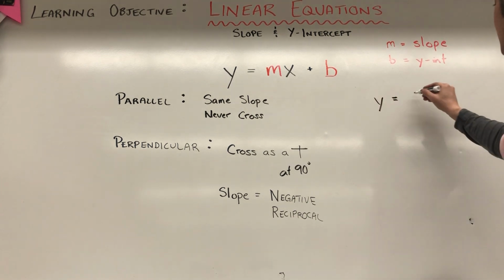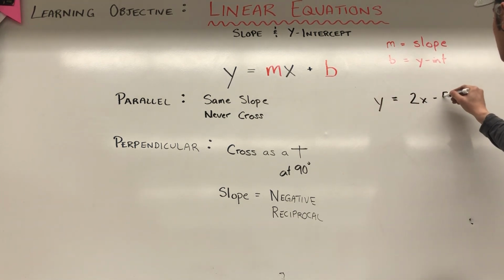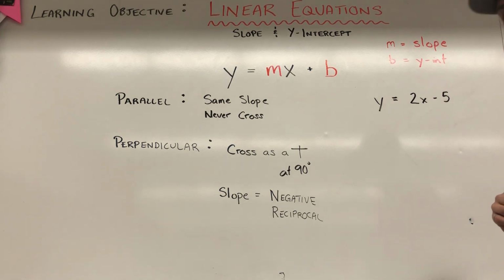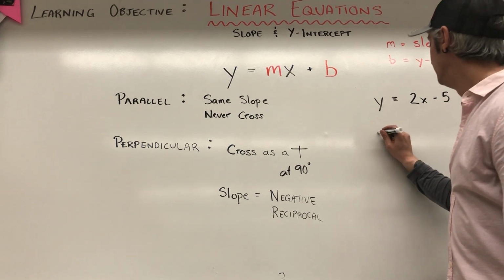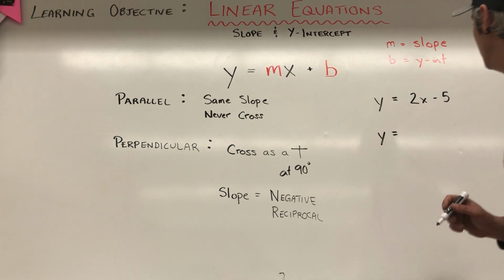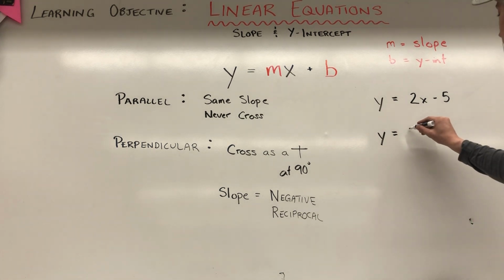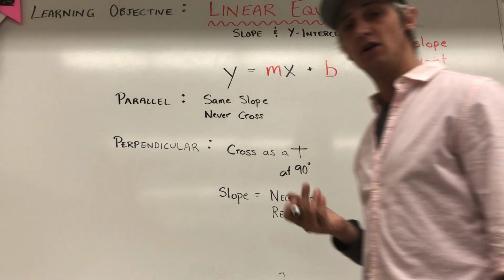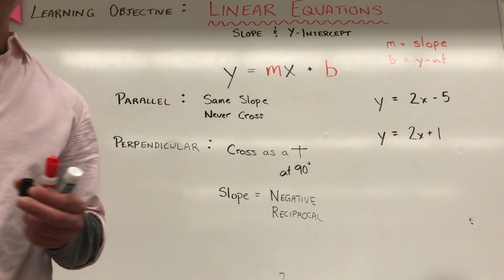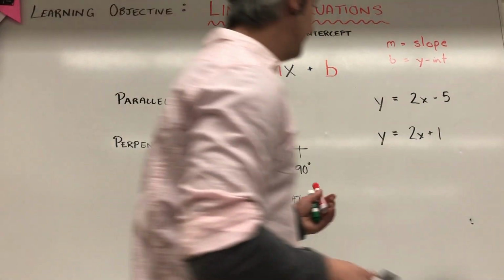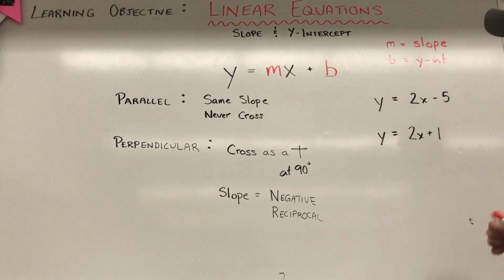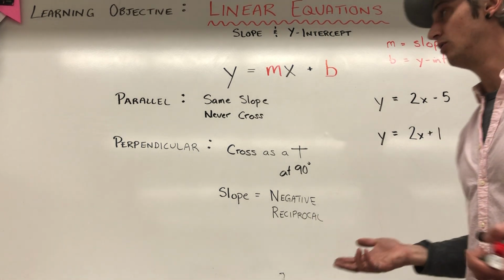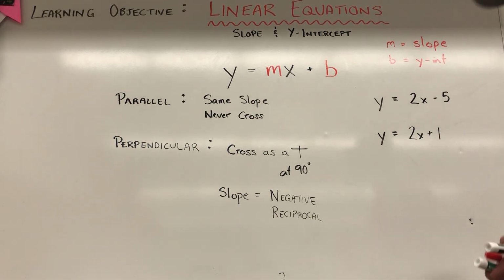My first equation of my line was 2x minus 5. And then let's say I had a second equation of 2x plus 1. And I ask you, are these lines parallel? Because they have different equations, okay? So are they parallel? Well, you have to ask yourself, do they have the same slope? Well, what is the slope of these lines?